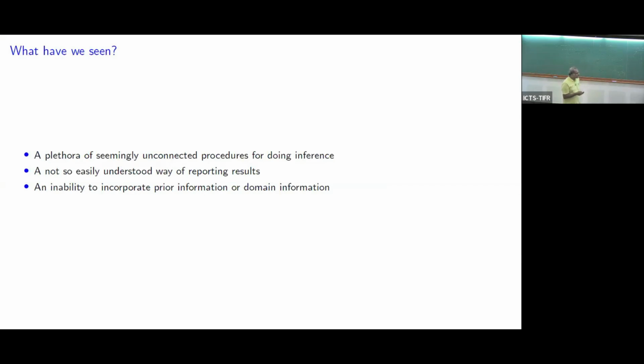So these are some issues that it tries to solve. In these methods, we don't have a very well understood way of reporting results, or they are usually misunderstood, like this thing about confidence intervals. People interpret them in a wrong way, but that is something that Bayesian inference tries to solve. We will see how it is doing that.